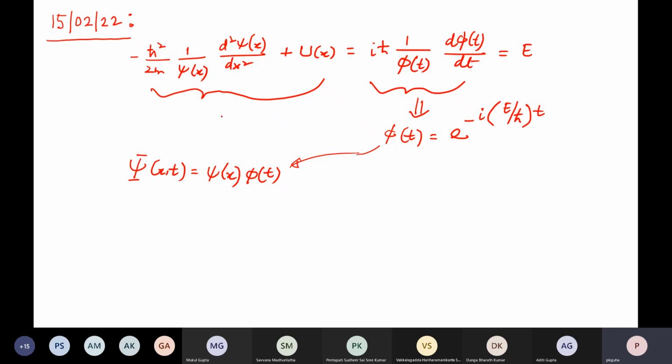So all we have to do is find psi x, and if we find psi x, then psi x multiplied by phi t, that is e to the power minus i E over h bar t, will give us the total wave function. Now, yesterday we started with our first example, which was the 1D infinite square well, or 1D infinite potential well.